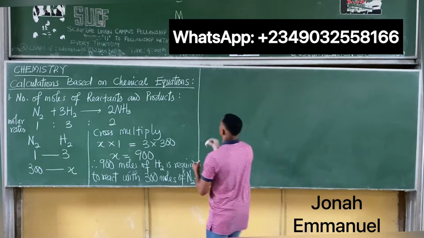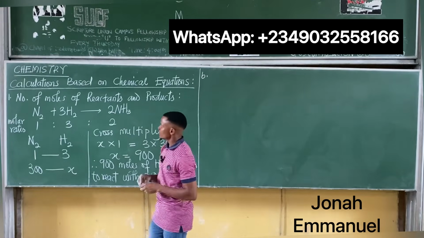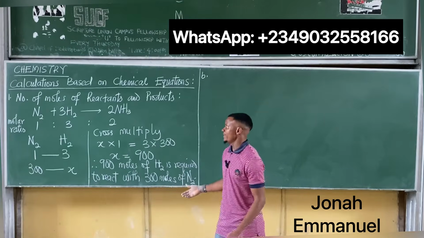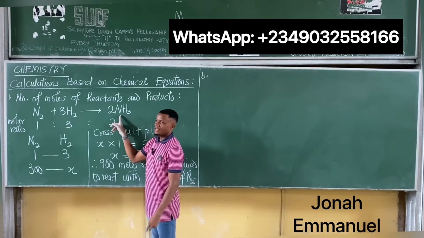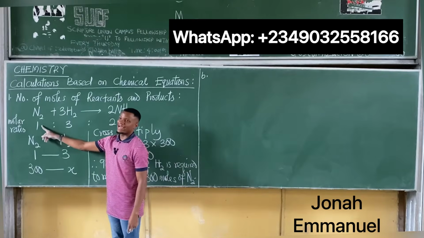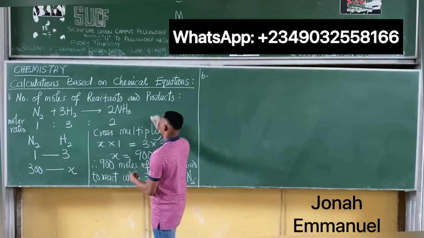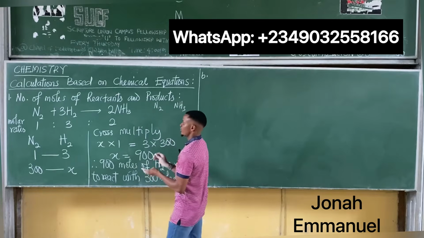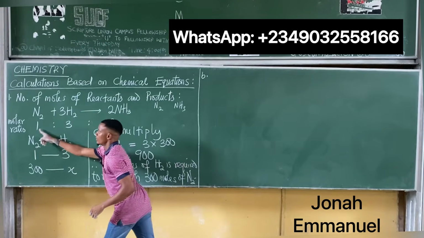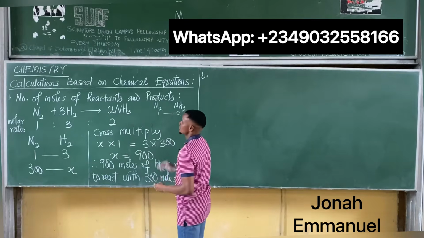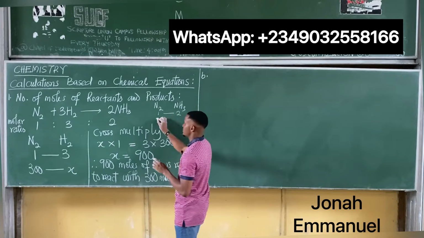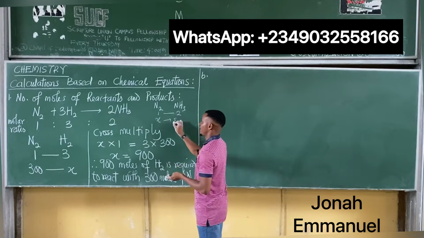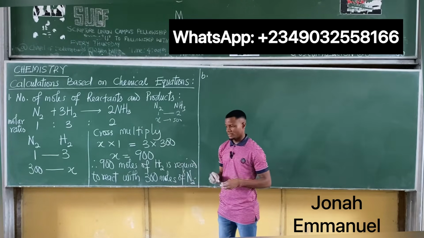All right. Let's look at something much more complex. The first one is number of moles of reactants and products. They can still ask you how many moles of ammonia can be formed from 20 moles of nitrogen. In that case, it becomes nitrogen N2 and ammonia, NH3. First of all, get their molar balance, 1 and 2. So if they say how many moles of nitrogen, X, will be needed to produce 500 moles of ammonia, it's easy.